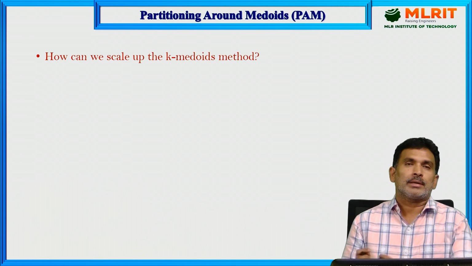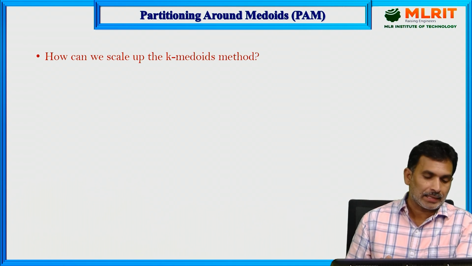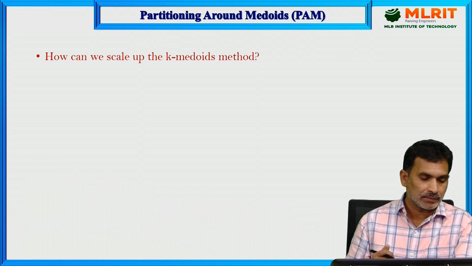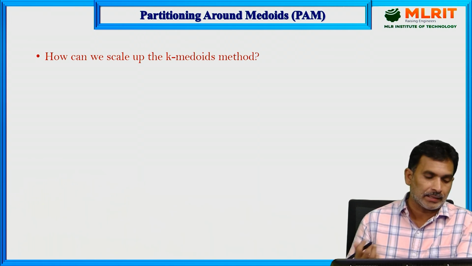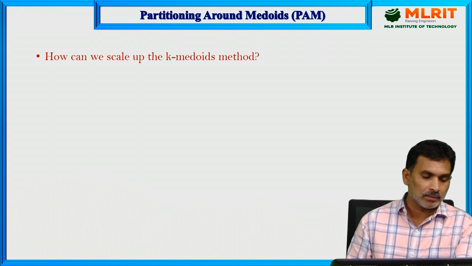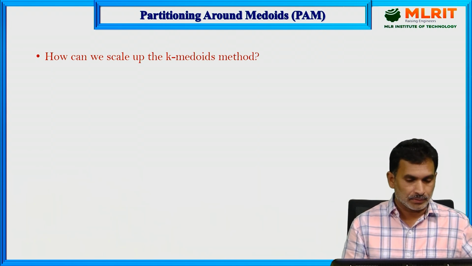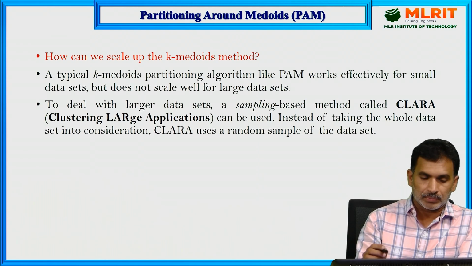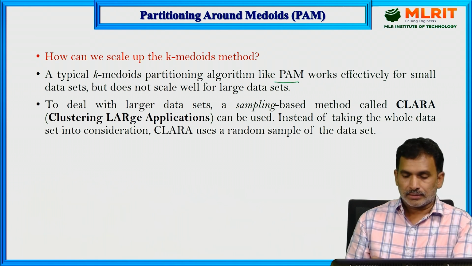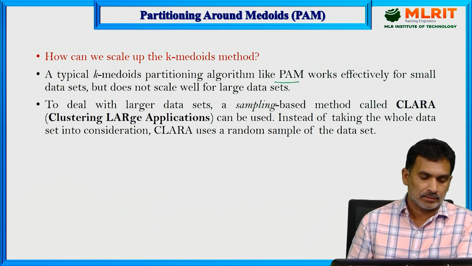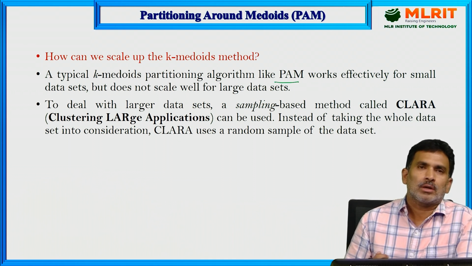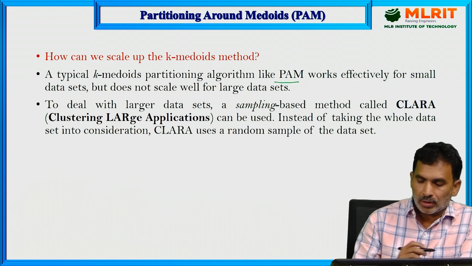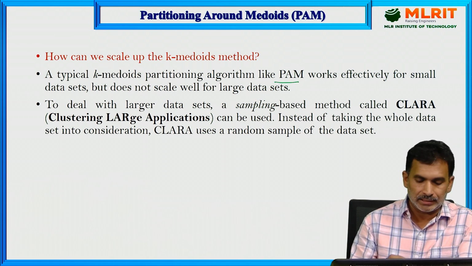Next is how we can scale up the K-Medoids method, because the data available is large, so we need to develop scalable clustering algorithms. So how can we scale up this K-Medoids algorithm? A typical K-Medoids partitioning algorithm like PAM, partitioning around medoids, works effectively for small data sets but does not scale well for large data sets. To deal with large data sets, a sampling-based method called CLARA, clustering large applications, can be used.